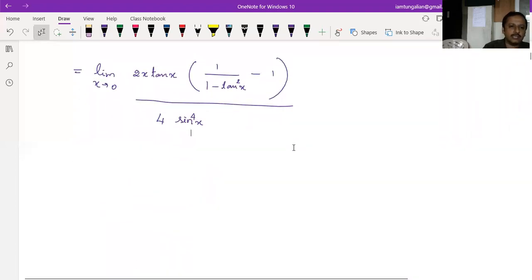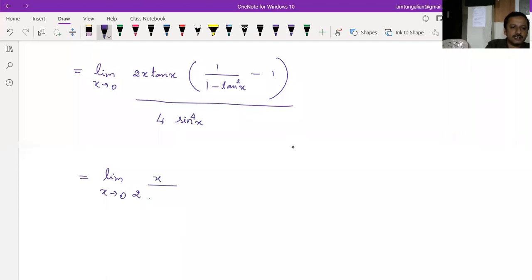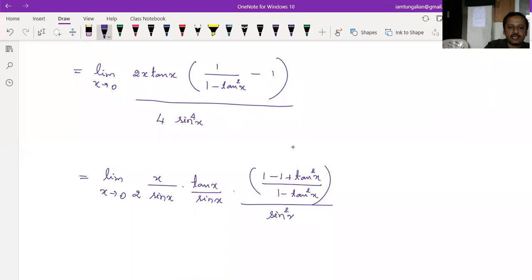Now sin power 4x is there, so I will write it like this. 2 1s are 2, 2 2s are 4, that gets cancelled. Limit as x tends to 0, I'll write like this: x by 2 sin x into tan x divided by sin x into, now take the LCM, 1 minus tan square x is the LCM. So the numerator will become 1 minus 1 plus tan square x divided by 1 minus tan square x, whole divided by sin square x. Here you have 4 into sin power 4x. That 4 we have cancelled, 2 is remaining. Sin power 4x, I am writing as sin x and sin square x.